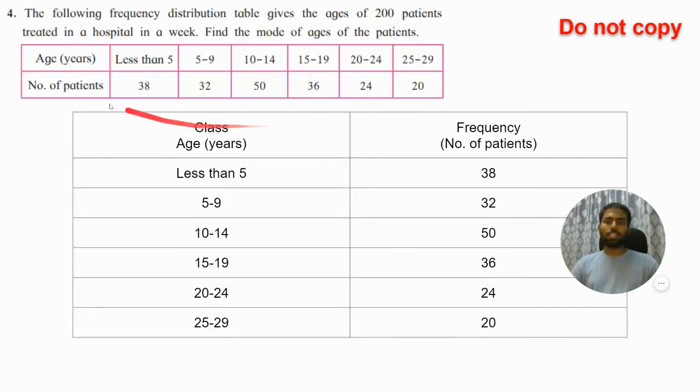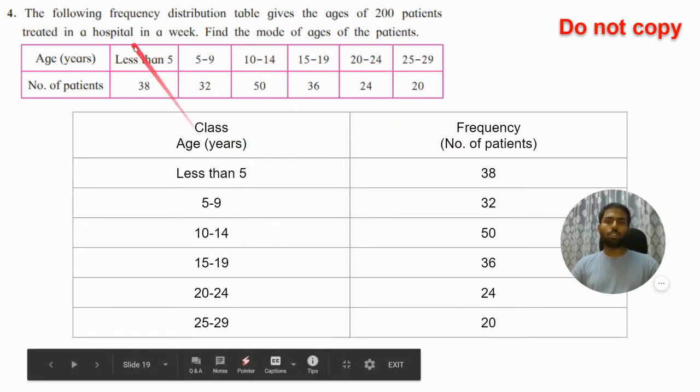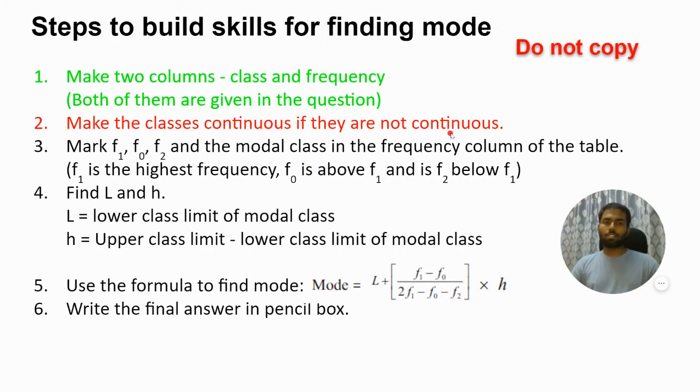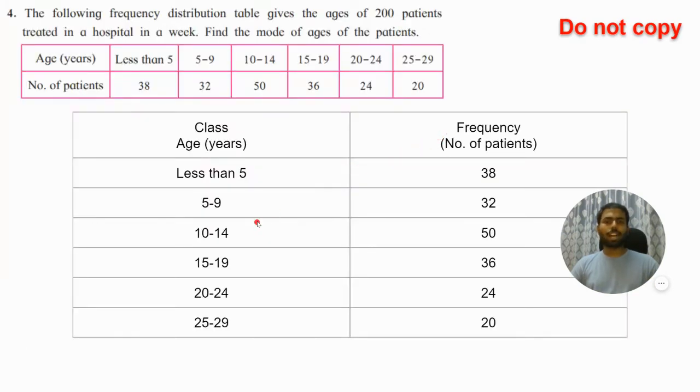So I've done that. यहाँ पे class में मैंने लिखा है age in years, और यहाँ पे frequency में मैंने लिखा है number of patients. Okay. यहाँ पे जो horizontally लिखा था, same to same vertically copy कर दिया. So I am done with my first step. Second step, make the classes continuous if they are not continuous. Okay, let us check, are these classes continuous?